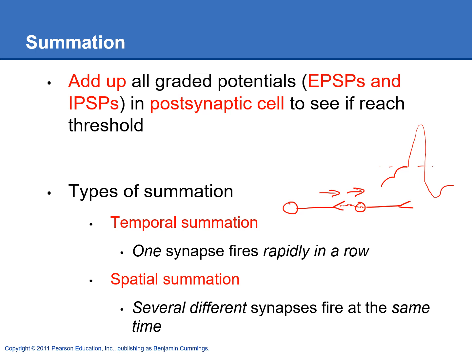And then with spatial summation, you're going to have two or more presynaptic neurons all converging on the same postsynaptic neuron, and these presynaptic neurons all fire at the same time. And so you'll add their graded potentials together, and then maybe you reach threshold and then trigger the action potential.